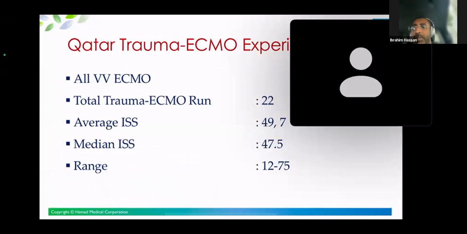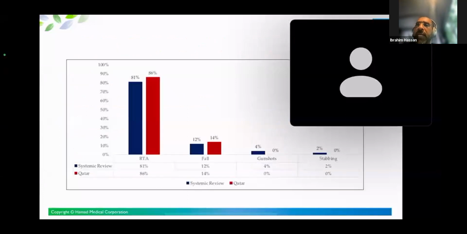To date, up to 2020, we have done about 22 cases, and you can see the average injury score in these patients is high, 49, compared to the meta-analysis study, which was 38. The median is still high, 47. The range starts from 12 because we have one case that was just an isolated tracheal and bronchial injury without any other body trauma, so that dropped the ISS score. But the median you can see is 47, so it's a pretty complex trauma patient population.